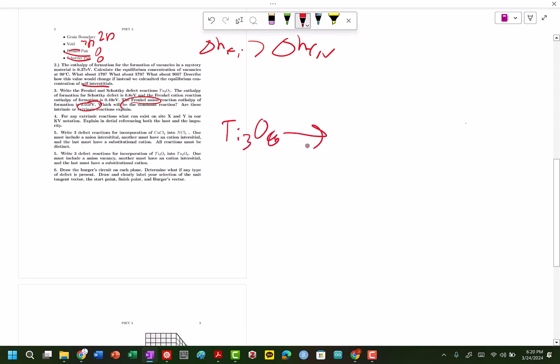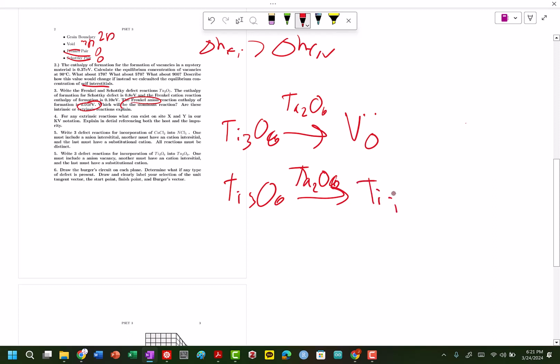Ti3O6 into Ta2O6. So, and then let's just go ahead, an anion vacancy. So vacancy in oxygen. I should put the charge there. Ti3O6. Let's go ahead. Ti3O6 into Ta2O6. And then we need a cation interstitial. So I'm going to do a Ti interstitial, which we'll go ahead and do the charges now.